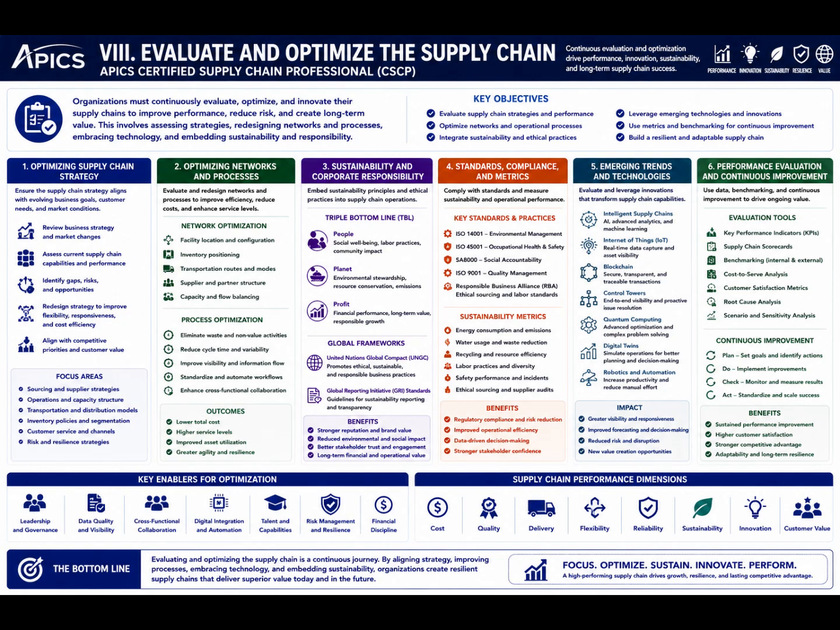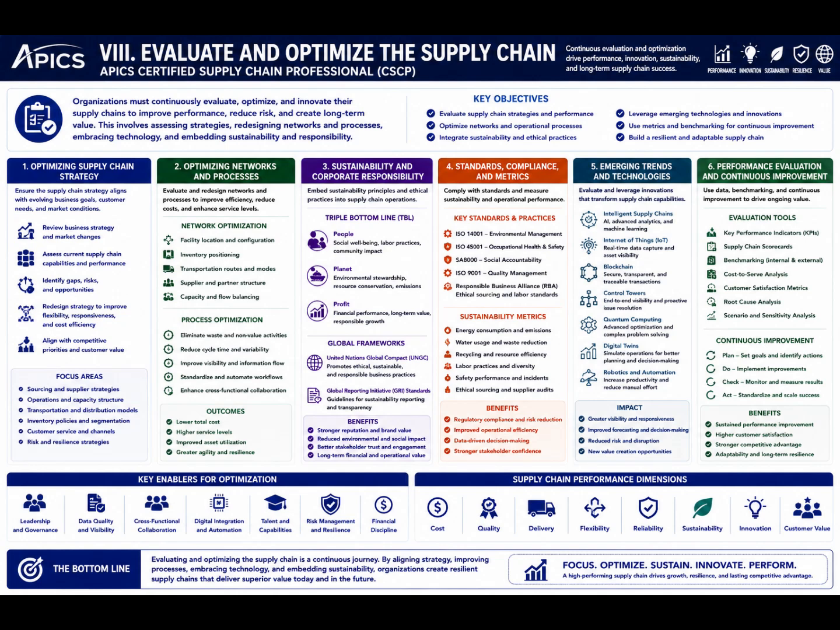The CSCP framework explains that businesses must regularly assess supply chain strategies, operational processes, and network structures to identify opportunities for improvement. Optimization activities involve redesigning systems, adopting best practices, and integrating emerging technologies to enhance operational performance. This section also highlights the growing importance of sustainability, ethical sourcing, and corporate social responsibility as essential components of long-term supply chain success. A major topic within this section is the optimization of supply chain strategy.